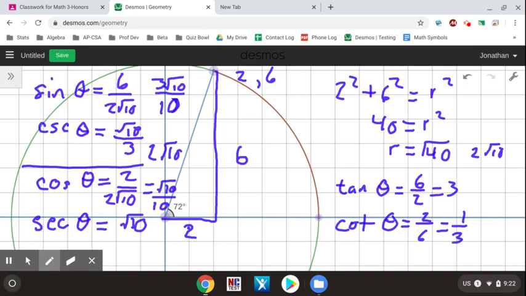Hopefully this is a good review of what we did a couple days ago with finding trig functions from a point. Now number 2 would work the same way, except I would have some negative numbers. And when I use my negative numbers, my sine and my cosine would both be negative answers. The negatives would cancel out for tangent and cotangent, and you would have positive answers for those. But we won't take the time to do it today. We're going to go on to number 3.